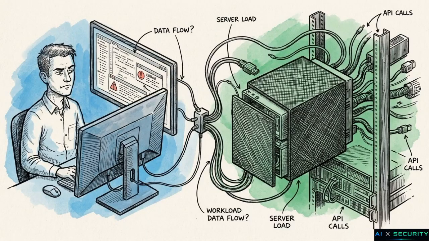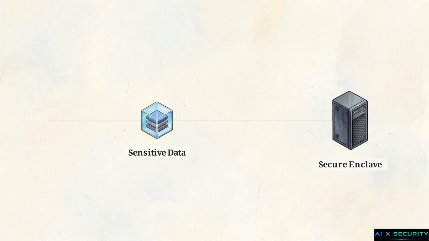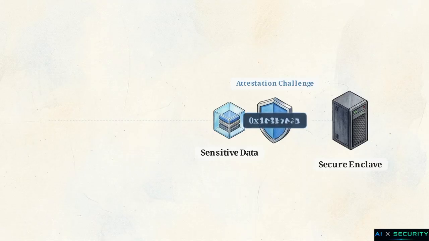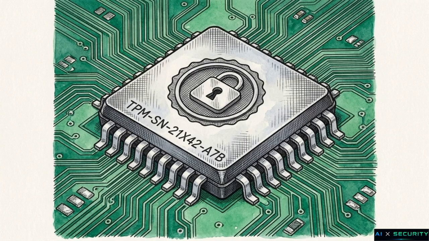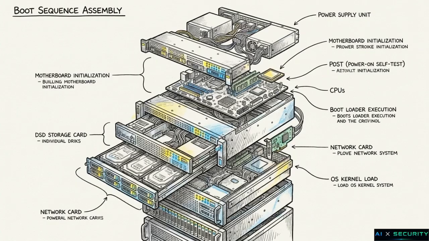But if the host is inherently untrusted, how do the external parties actually verify this? How do they mathematically prove they are sending data to a genuine secure enclave and not just a spoofed virtual machine? The solution is the hardware root of trust, typically a Trusted Platform Module, or TPM, located right on the server's motherboard. When the server boots up, it performs a measured boot.